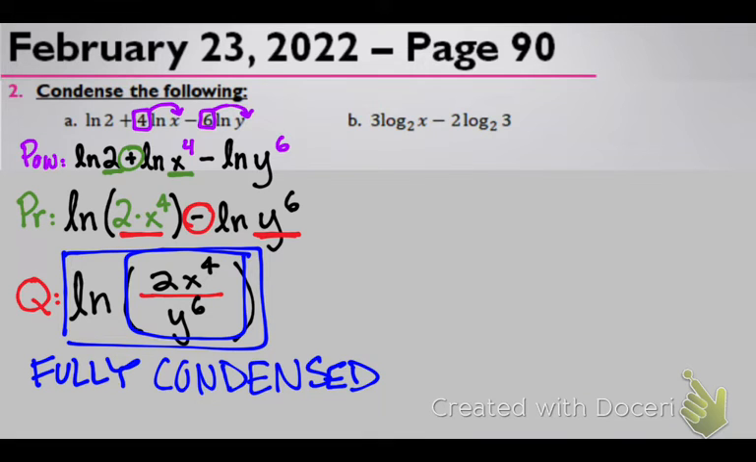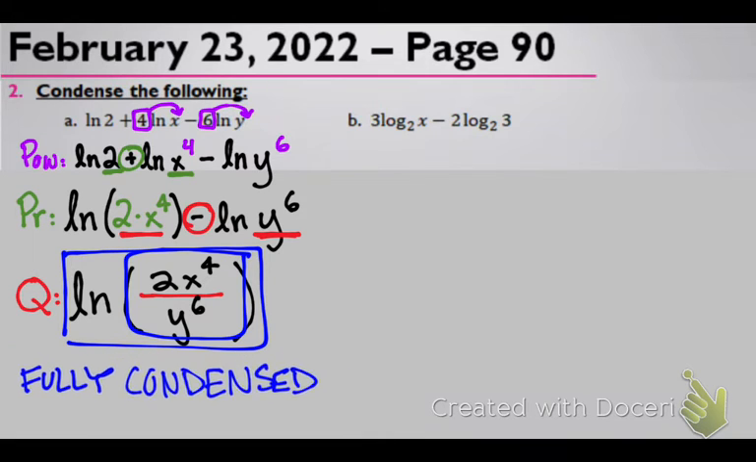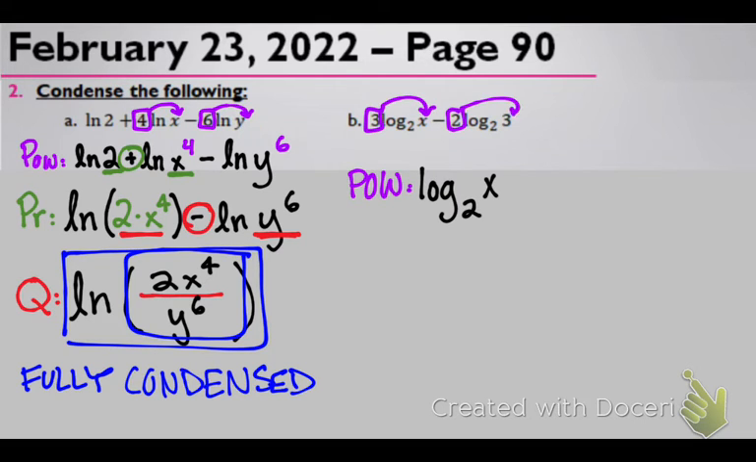All right. So we can do the same process for part B. It asks us to condense. So we know our first step in condensing. We said that's power rule. Do we have power rule in part B? Yeah, both of them. Which numbers? 2 and 3. I have my 3 and 2. Both of those will become exponents.